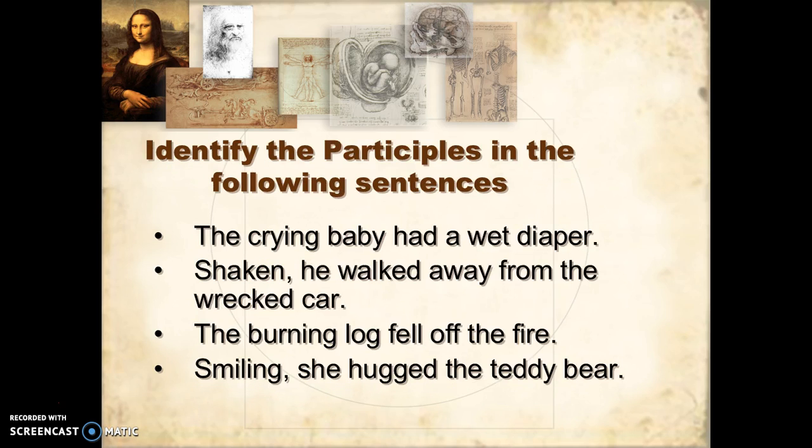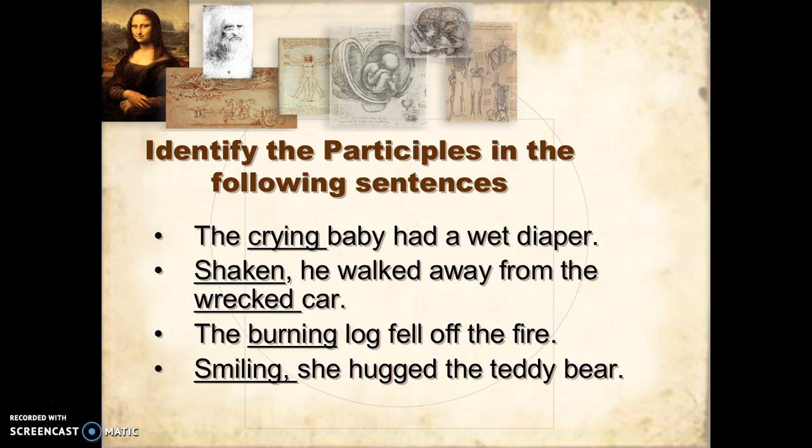Here are the examples I want you to write on the bottom half of your flap. Number 1, the crying baby had a wet diaper. Number 2, shaken, he walked away from the wrecked car. Number 3, the burning log fell off the fire. And number 4, smiling, she hugged the teddy bear. See if you can figure out what the participle in each sentence is and underline it.